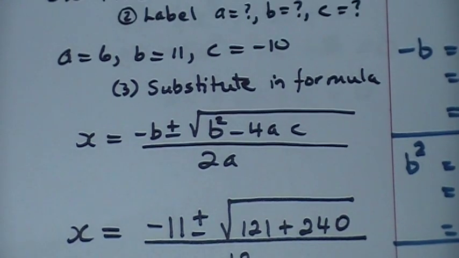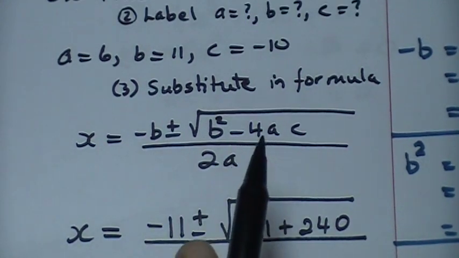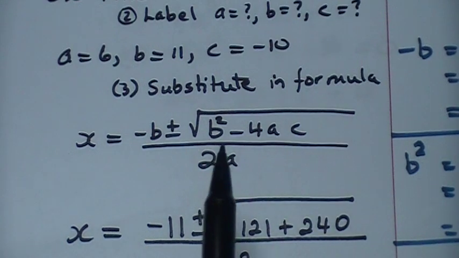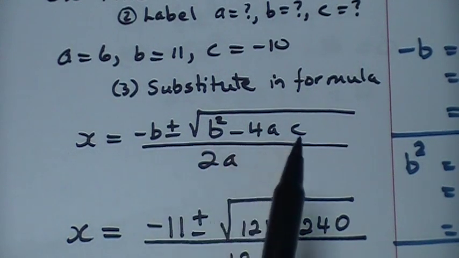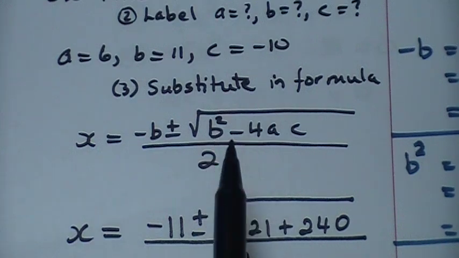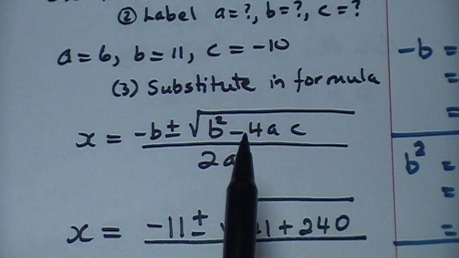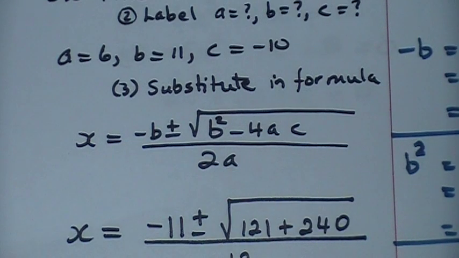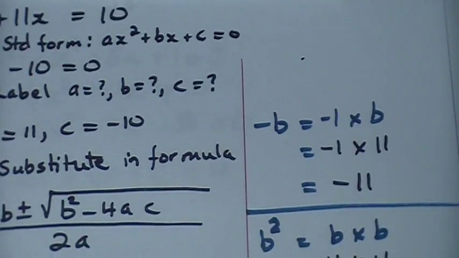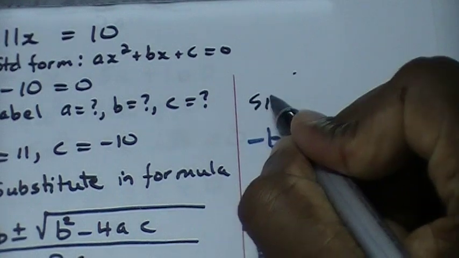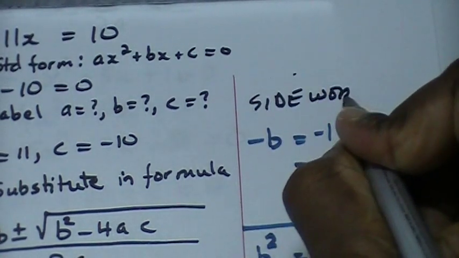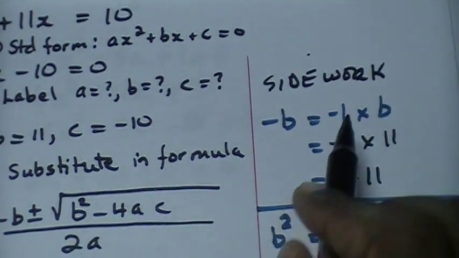Now these values, to substitute them into the formula, we should try to work them out as side work. You could plug them into the formula by using brackets, which is fine, but sometimes there's a little problem with the negative sign. So here's what I'm going to do. Let's go over to what I've done as side work.